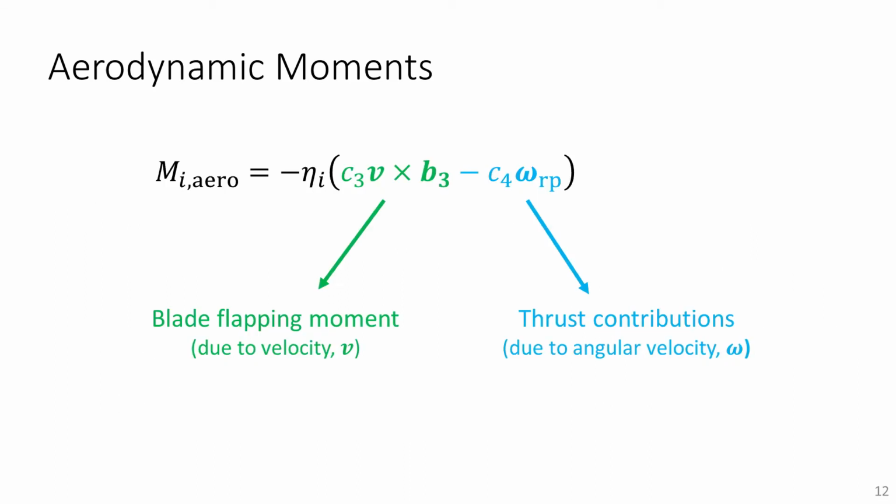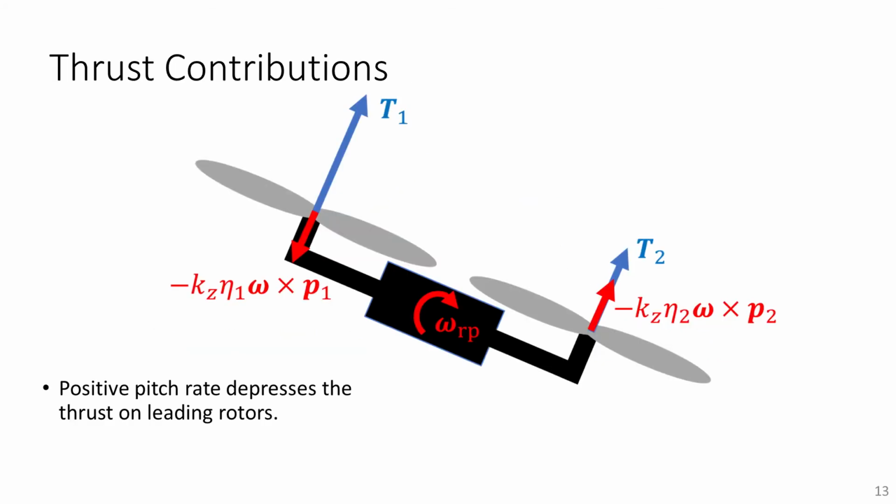The remaining two aerodynamic moments are due to differential thrust between rotors at high angular speed, and due to blade flapping or differential lift across a single rotor at high translational speed. The differential thrust between rotors comes from applying the aerodynamic force models from before to the rotor's moment arms.